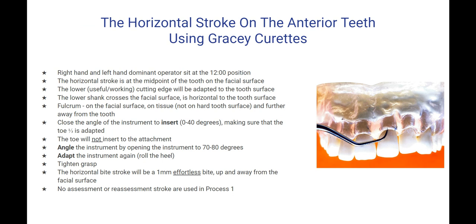The horizontal stroke on anterior teeth using a Gracey curette. Right-hand and left-hand dominant operators sit at the 12 o'clock position. The horizontal stroke is at the midpoint of the tooth on the facial surface. The lower, or useful, or working cutting edge will be adapted to the tooth surface. The lower shank crosses the facial surface and is horizontal to the tooth surface.